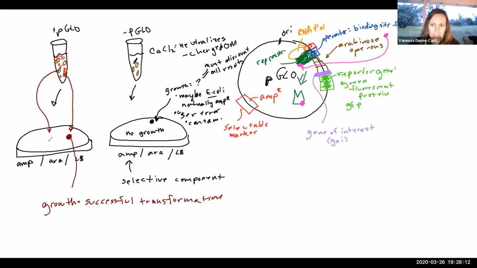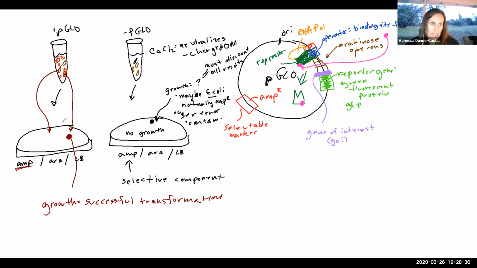Anyone? Good, Laura. Yeah, for this guy, if it did not take up the plasmid, you would expect to see it not growing on this media, again, because there's ampicillin that will kill anything that does not have ampicillin resistance. So as long as we know that there's no growth on this negative plate, then we would expect there not to be any growth of not transformed bacteria.